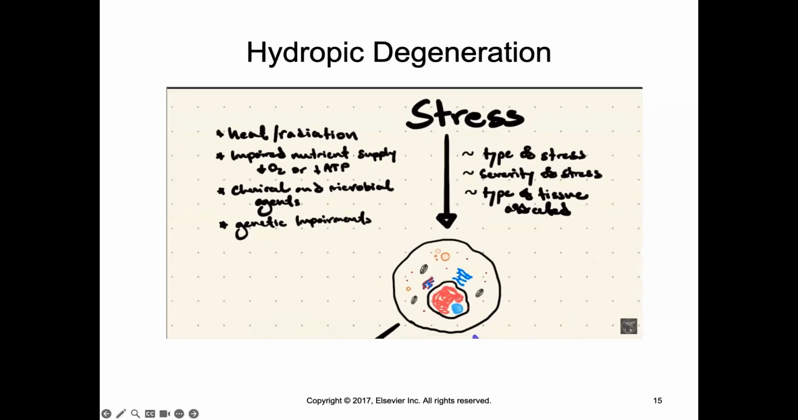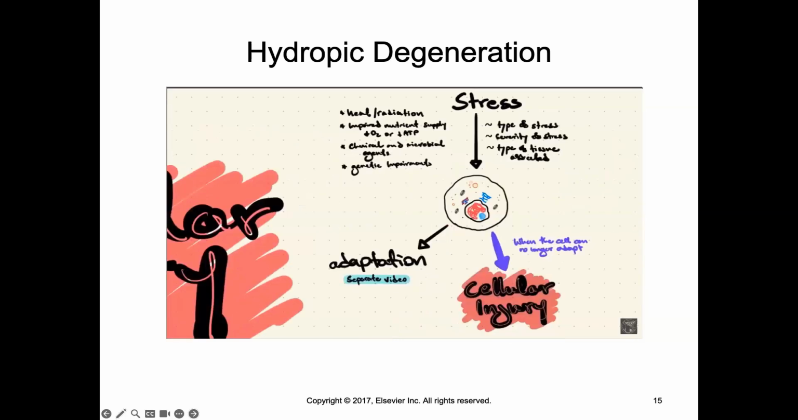Now, there are several types of stresses. Types of stresses are divided into two groups, internal and external. Examples of internal stress include genetic impairments within the cell's metabolism pathway, and examples of external stress include heat, radiation, or trauma. Now, cells like to be in homeostasis, and so they will respond to stress. However, this response depends on the type of cell, the severity of the stress, and the type of tissue that's affected.